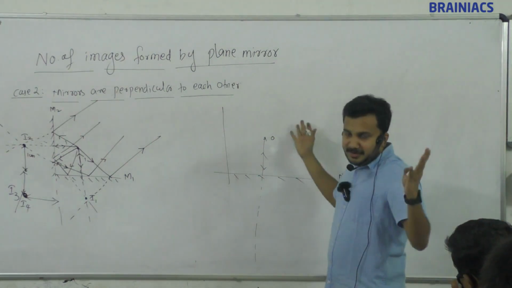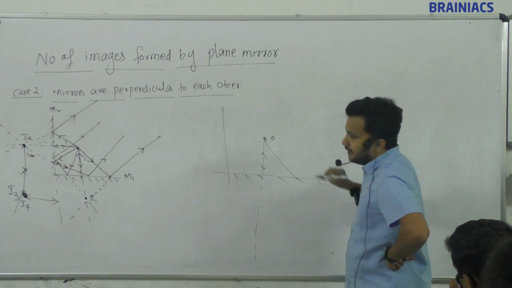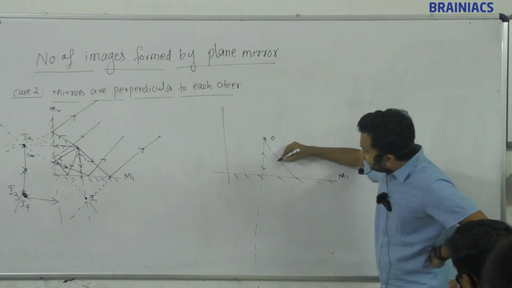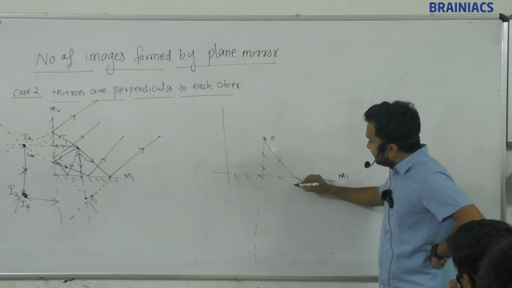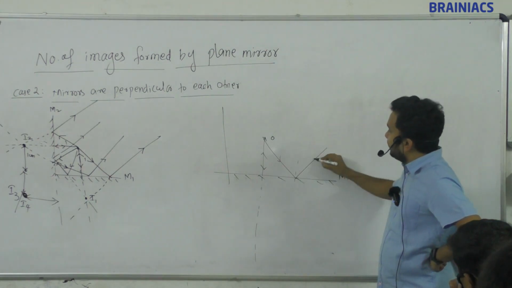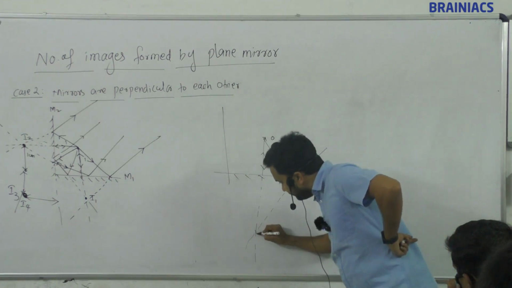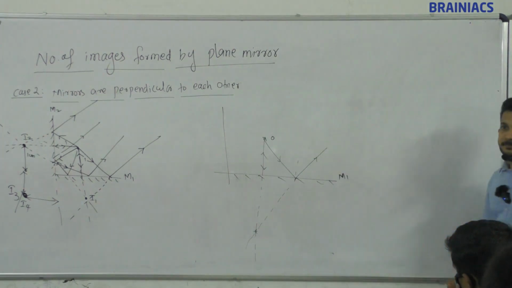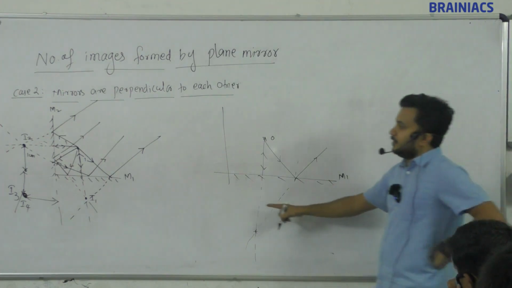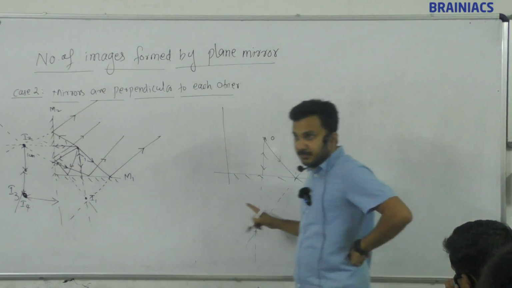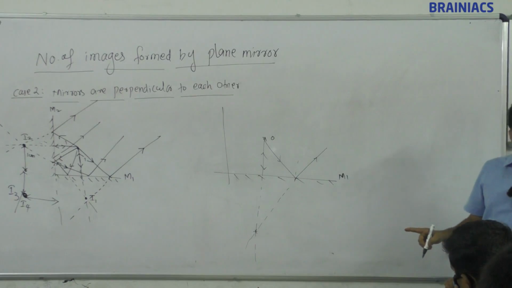You can draw any ray, on any side. Incident ray, what will happen? It gets reflected. The angle of incidence is equal to the angle of reflection. You extend this simply, and at some point it will meet. This is actually where your I1 will be. This is one way to draw. You need a minimum of 2 lines, and you can draw any line.